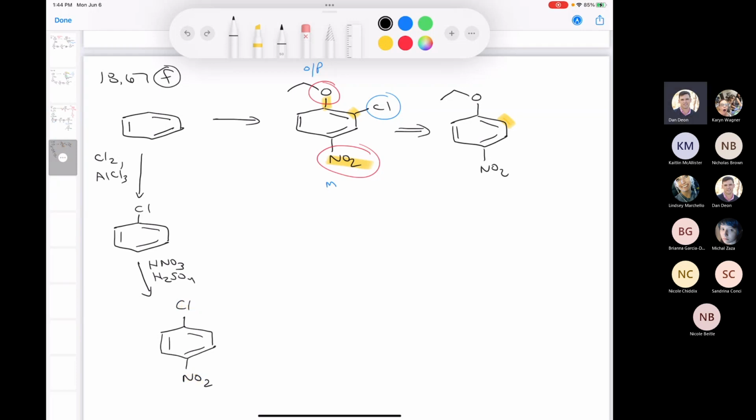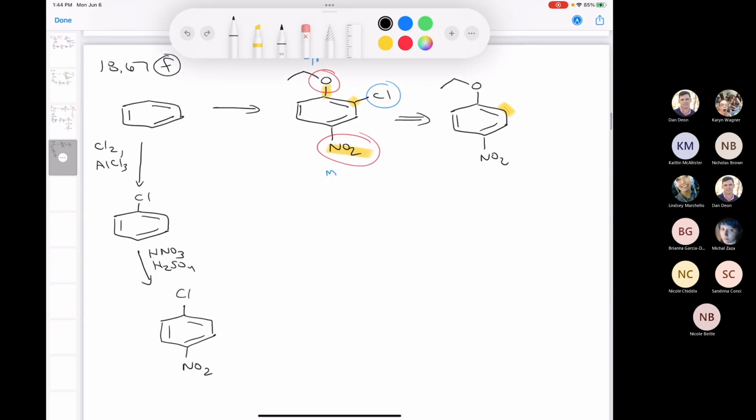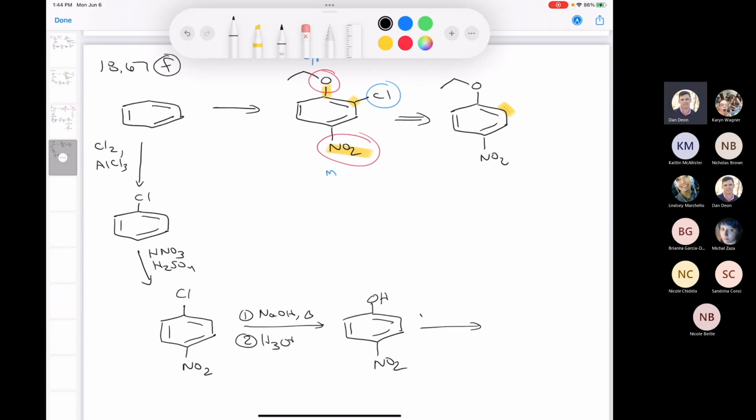If I ask my students, and there's nothing wrong with this, okay? Students will say, okay, well, why don't I just treat this with sodium hydroxide and heat? That makes the phenoxide. Then I treat it with aqueous acid, and that's going to give me para-nitrophenol. And then after that, I can just do a Williamson, which is to treat it in the first step with sodium hydride, and then in the second step, treat it with ethyl iodide. And that would give you this compound.